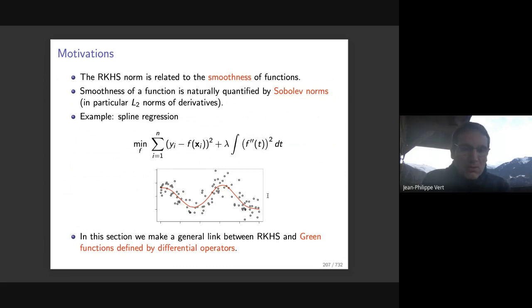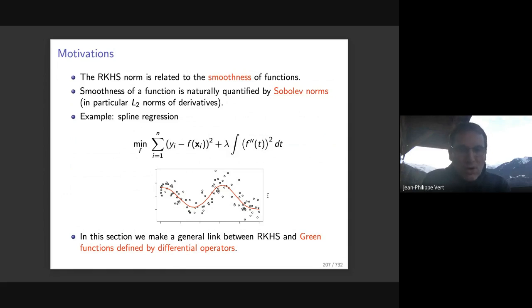But we want to regularize that. And a natural way to regularize, for example, would be to assume that f has two derivatives and to penalize the squared L2 norm of the second derivative of f. So why would you want to do that?